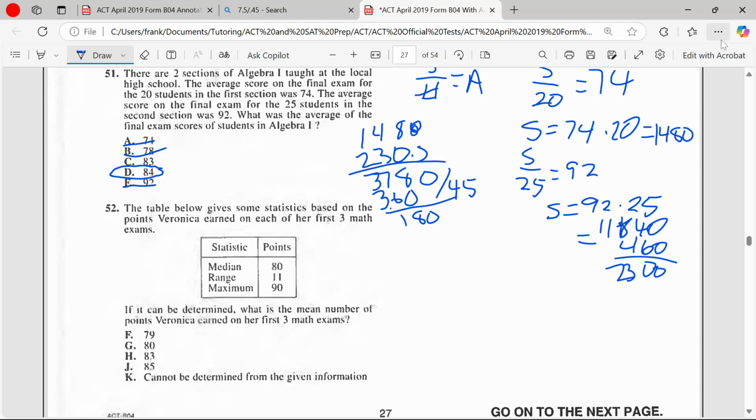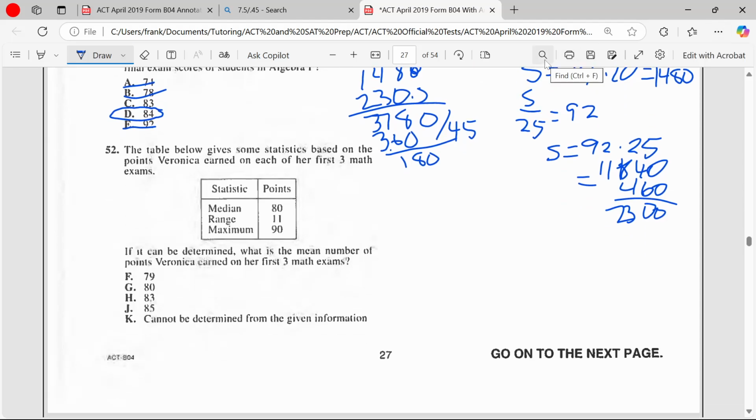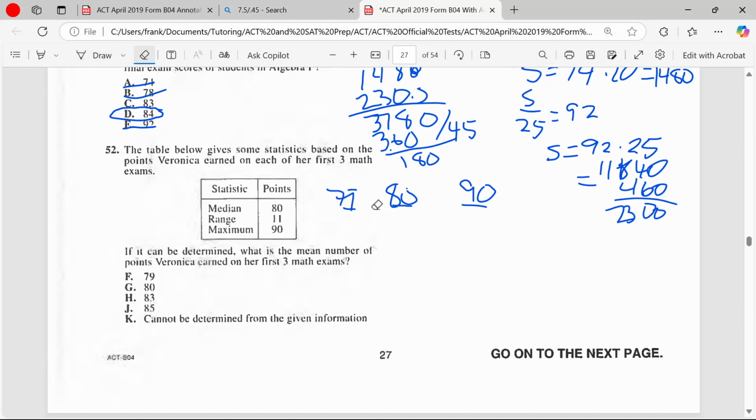Now number 52. The table below gives some statistics based on the points Veronica earned on each of her first 3 math exams. There are 3 math exams. The median is 80. It says the range is 11, and it gives the maximum, which is 90. The median is the middle number, so I knew that was 80. The range is the highest minus the lowest. The maximum is given as 90. 90 minus 11 is 79. That's a very terrible 79.